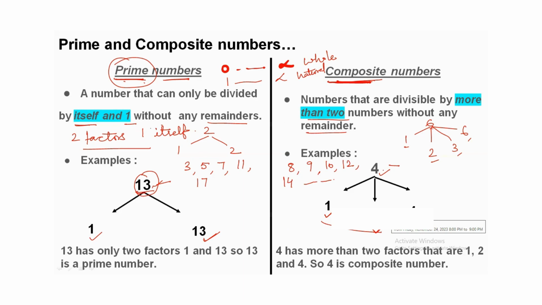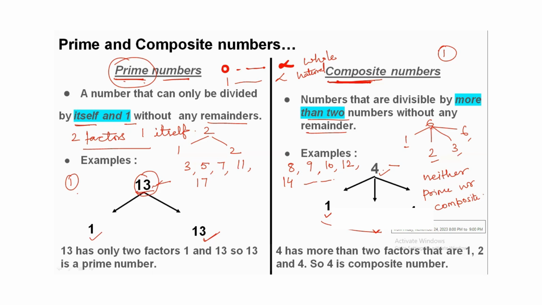Now, you can see that I have not included 1 in the prime numbers and I have not included 1 in the composite numbers as well. So what about 1? 1 is neither composite nor prime, because 1 comes in the table of 1 only. So 1 has only one factor, which is 1 itself. So we are not going to take 1 as a prime number or as a composite number. Understood? I hope you all are getting it.